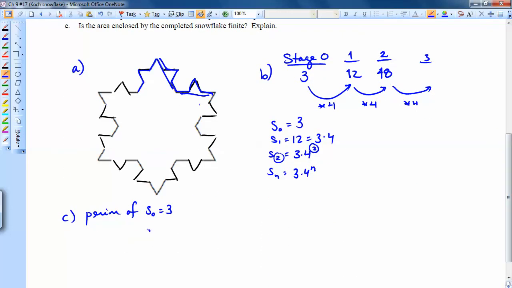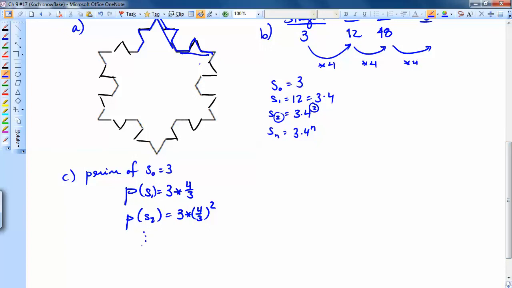So S1 is going to have a perimeter. Let's do perimeter of S1. So the perimeter of S1 is going to have 3 times 4/3 units now, right? If every 1 unit turned into 4/3 units, then 3 units turns into 3 times 4/3. And the perimeter of stage 2, well, I'm going to take all the sides that I had, and every side is now 4/3 times longer, right? So the nth stage is going to have perimeter 3 times 4/3 to the n.